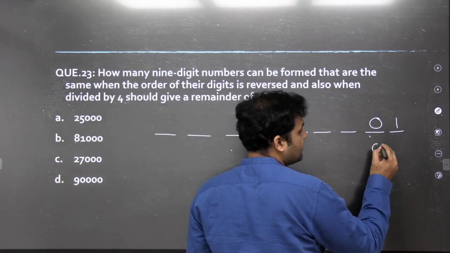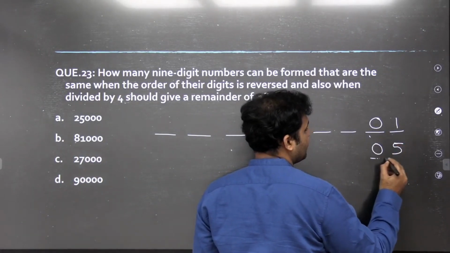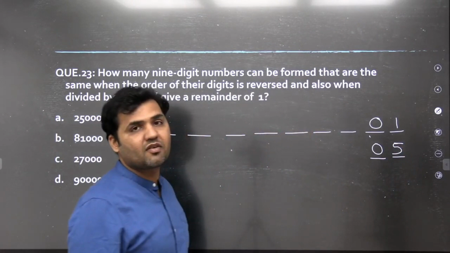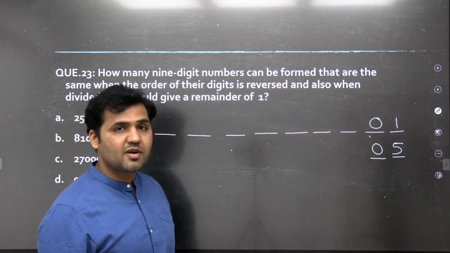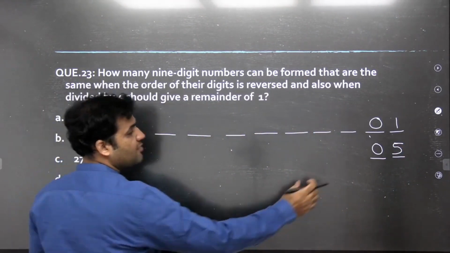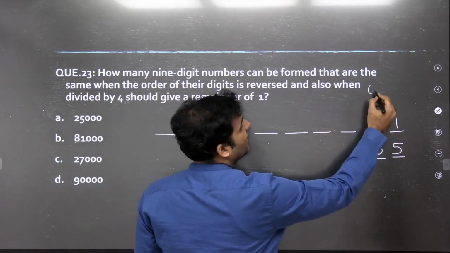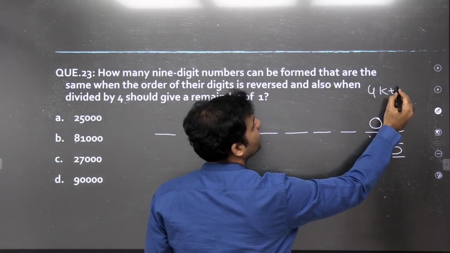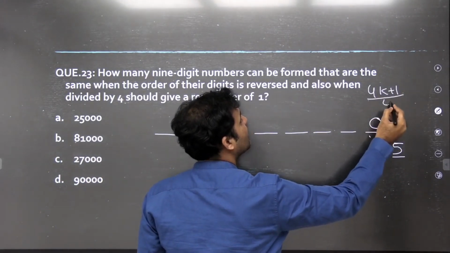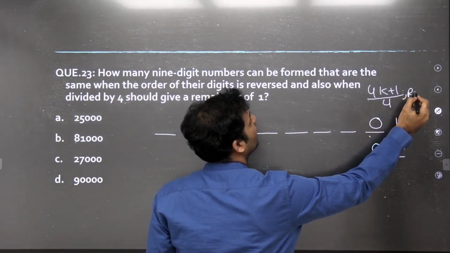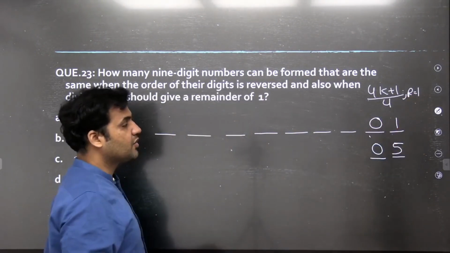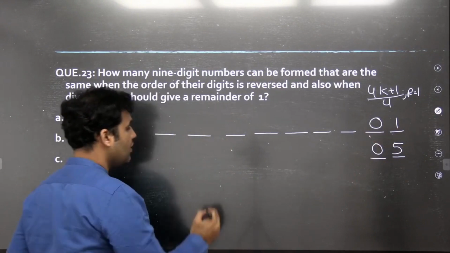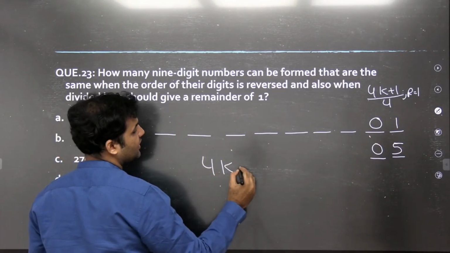If I place 0, 5 over here, this number also when divided by 4 will give you a remainder of 1. In fact, if I make sure the last two digits are of the form 4k plus 1, this when divided by 4 will definitely give you a remainder of 1. So I have to make sure that my last two digits are of the form 4k plus 1.